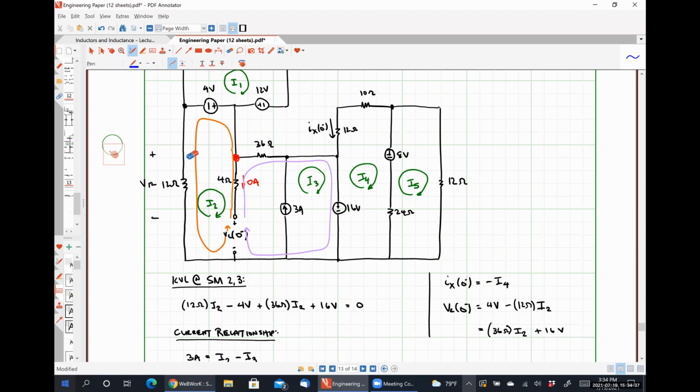For the light purple loop, again, the first thing I see is my 4 ohm resistor, but it's carrying no current whatsoever. Then I see my 36 ohm resistor, which is carrying a current of I2. And then I'm jumping over that current source because I can't tell what the voltage drop over a current source is, except that in this case, there's a voltage source directly in parallel with it. Then I see the positive polarity terminal of my 16 volt source, and then I'm back down at the bottom, which is my negative polarity terminal for VC.